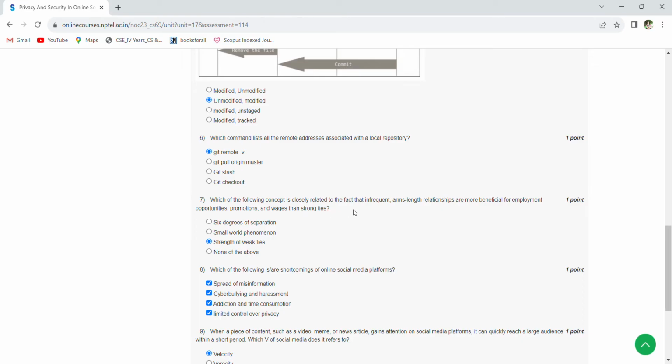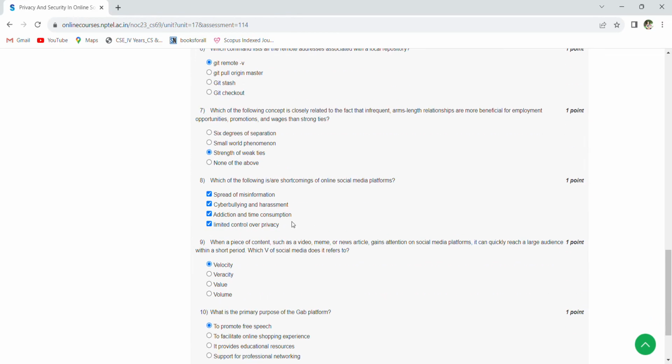And coming to the seventh question, which of the following concepts is closely related to the fact that arm's length relationships are more beneficial for employment opportunities, promotions and wages than strong or weak ties? And which of the following are shortcomings of online social media platforms? So all four are the right answers.